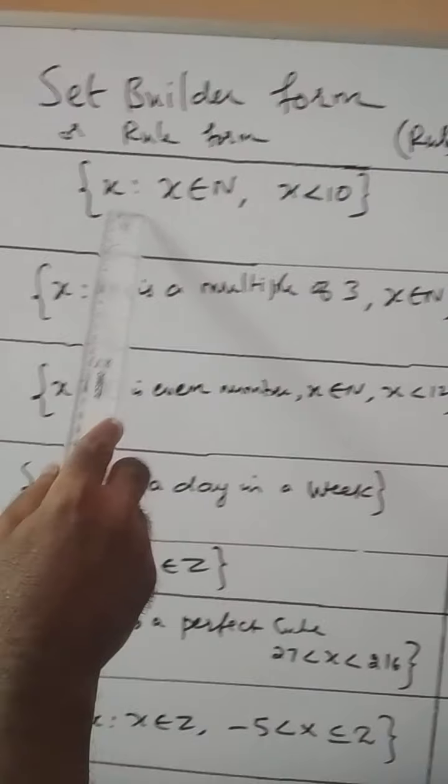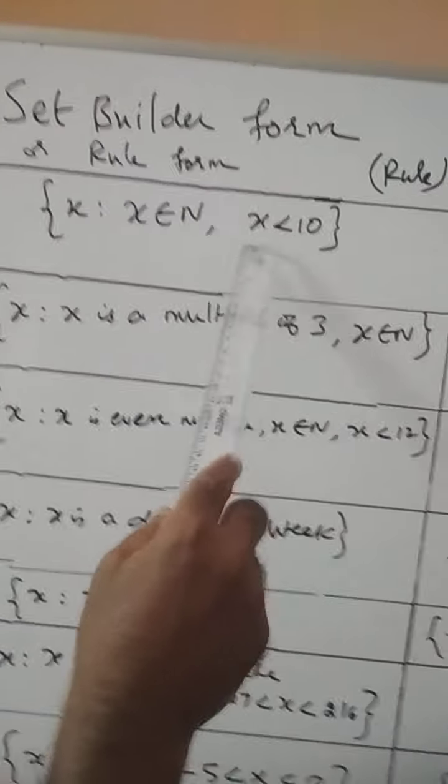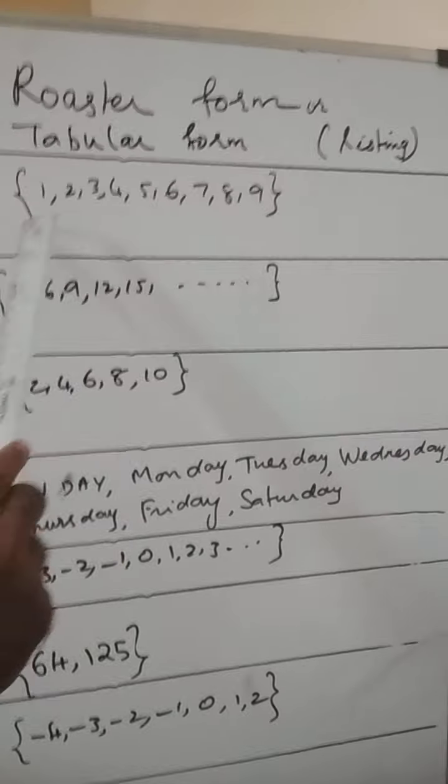Similarly, the same thing in set builder form: set of all x such that x is a natural number, x less than 10. Then in roster form, we list all the elements: 1, 2, 3, 4, 5, 6, 7, 8, 9. So the same example for all the three.